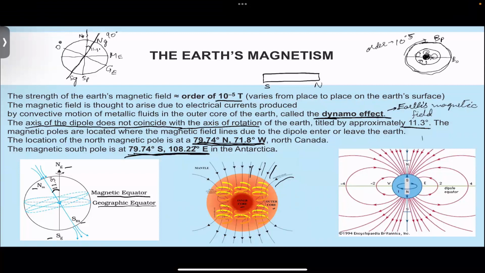If you remember, the field lines actually go out from the north and enter the bar magnet from the south. So this was your closed loop, suppose one field line. But over here in this diagram, as well as in this diagram, you can see that the field lines are coming in from the north and exiting from the south poles.